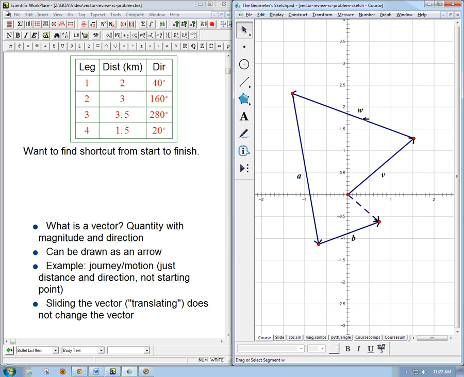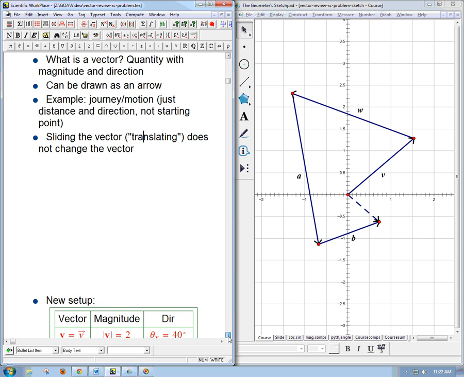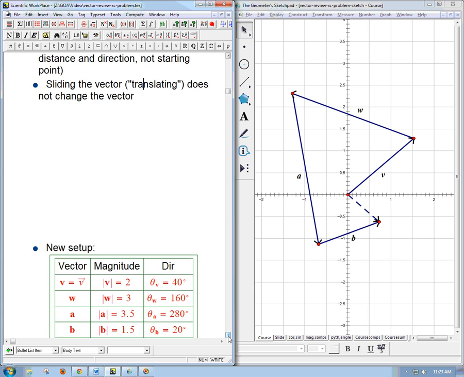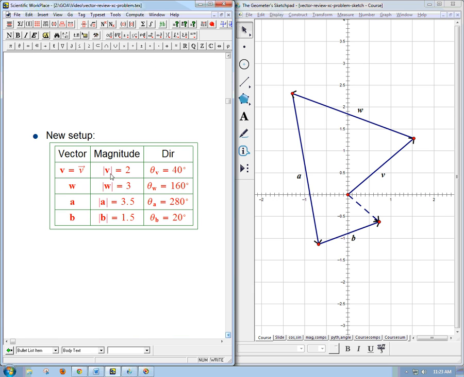We could take W and slide it to the origin. I'm not going to do it because I think it would screw up my picture. But it turns out it wants to be in this place. Okay, so it's magnitude and direction. It's an arrow, and sliding it doesn't change it. That's important. So here's just another way to write the setup that we have.